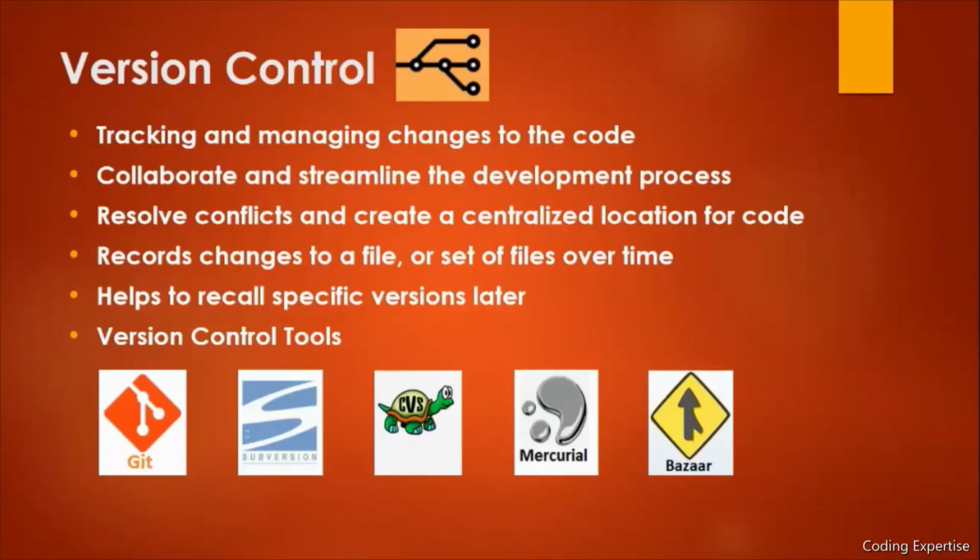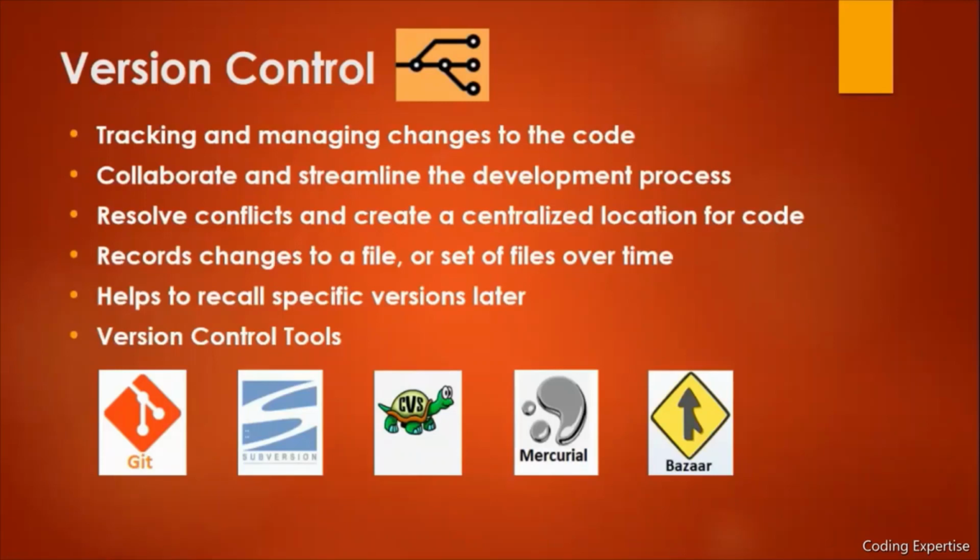Let's begin. Version control is the practice of tracking and managing the changes to the source code. It actually makes the collaboration process easier. It mainly resolves the conflicts with the source code, and all our source codes reside in a centralized repository. So this helps in recording the changes to a file or a bunch of files. Any specific changes can be reverted back to a specific commit. There are different version control tools out there in the market, like Git, Subversion, CVS, Mercurial, Bazaar.